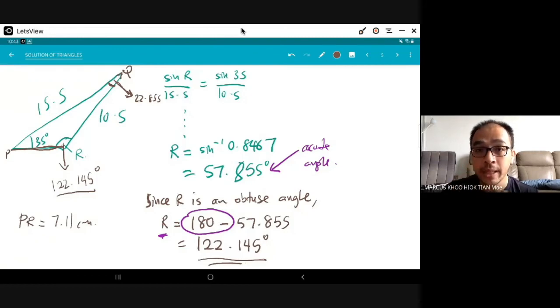Sometimes the problem comes where they don't give you the figure. You have to draw the figure out yourself, just like what I said.